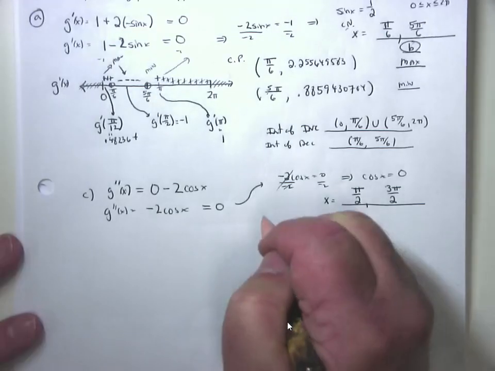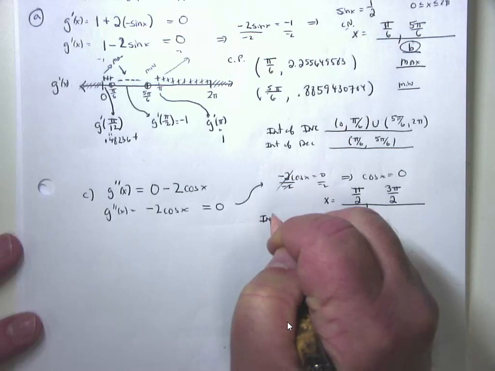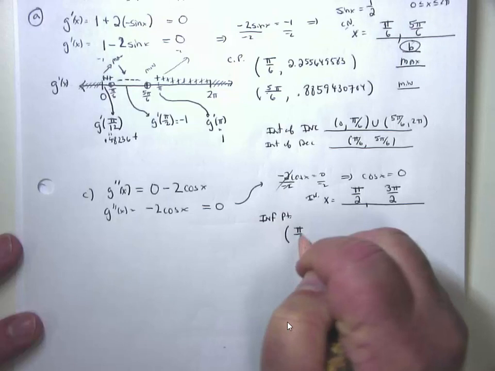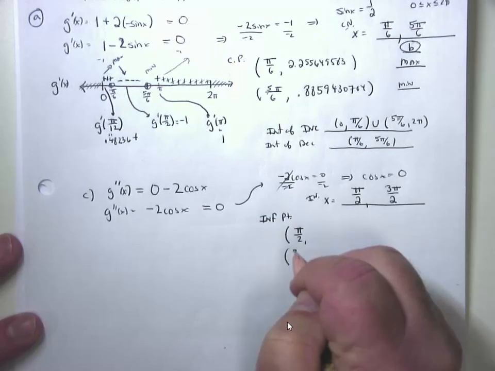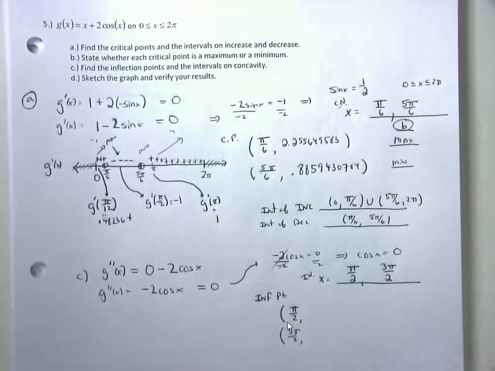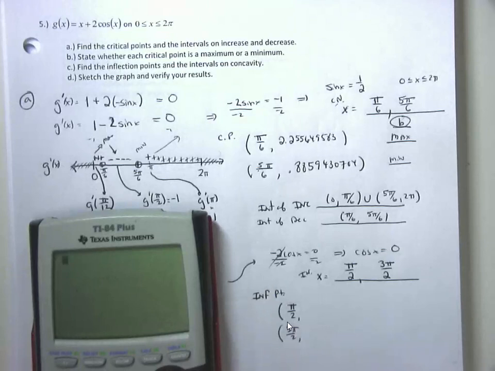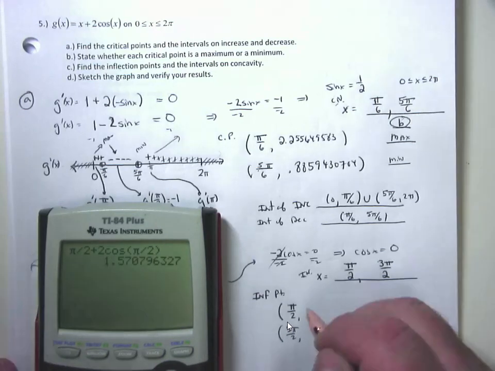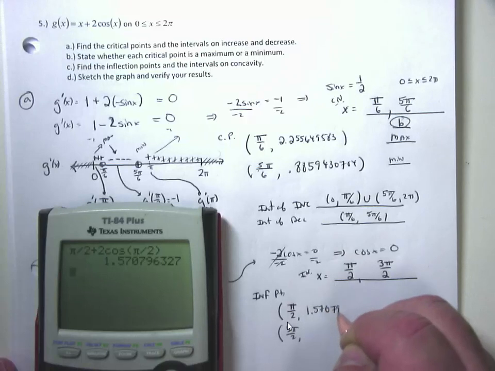But they wanted inflection points. These are inflection numbers. So I got to go back, and I need the y coordinates. To get the y coordinates, I got to plug them back into the original equation. And they're going to be crappy numbers here, so I'm going to go decimal so it's easier for me to graph. x is pi/2. So this will be pi/2 plus 2 times the cosine of pi/2. But the cosine of pi/2 is 0. That gives me pi/2, or 1.570796.